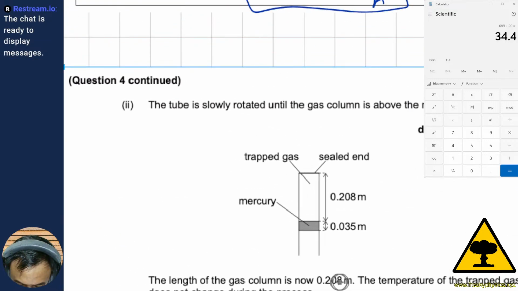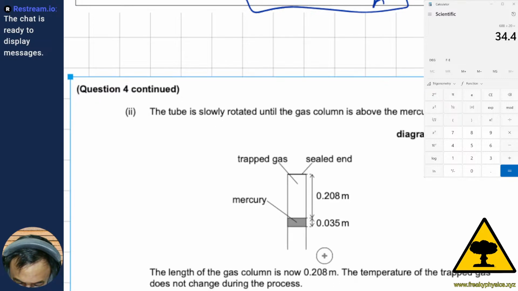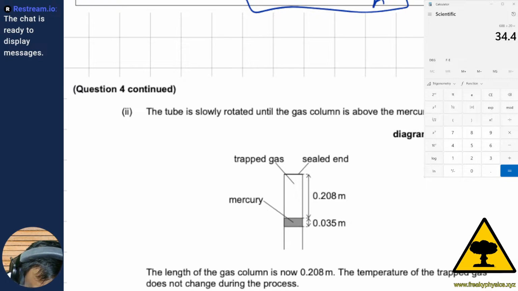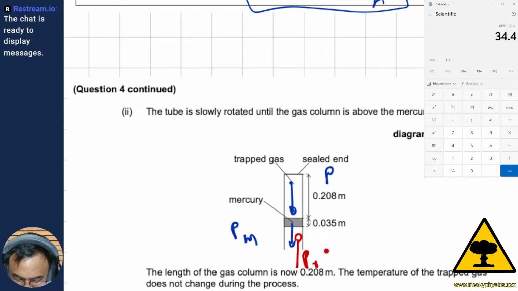Earlier, when it was right side up, it was the atmospheric pressure pressing down and the gas pressure pushing up. Now it's the other way around. The mercury pressure is still going to be PM, still downwards, but this time it's P, the pressure of the gas, going down, and the pressure of the atmosphere, P0, pointing up. Now, because of that, the length of this mercury column changes.